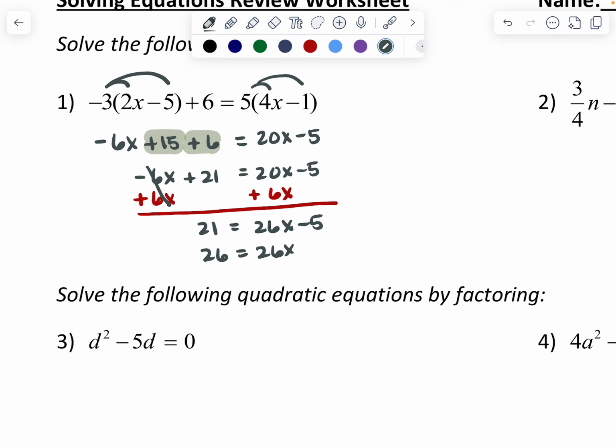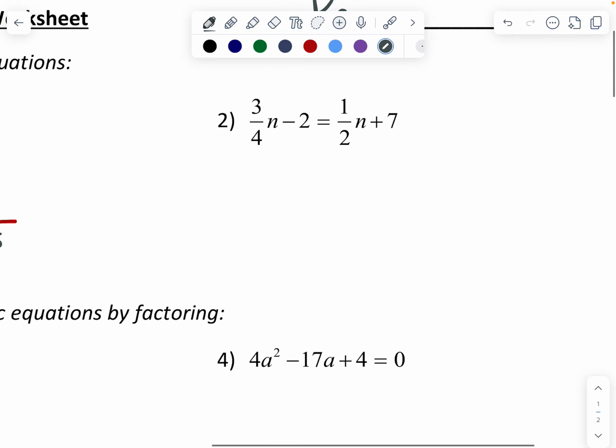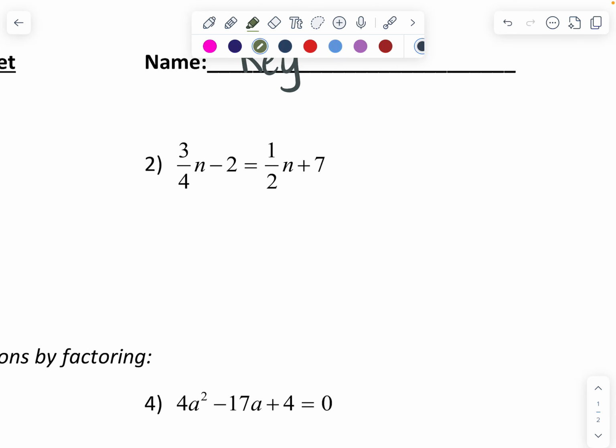And if we divide by 26 on both sides, we're going to get x equals what? Okay, so there's number 1. All right, number 2. Still linear, but a little gross. I'm not too hot about this 4 and this 2. If they weren't there, my life would be a lot easier. So let's get rid of it, okay?